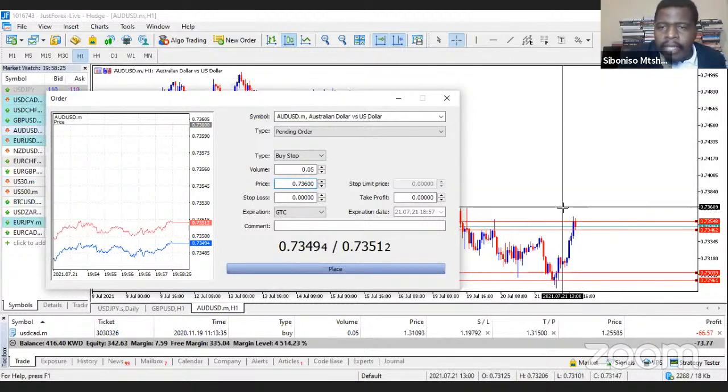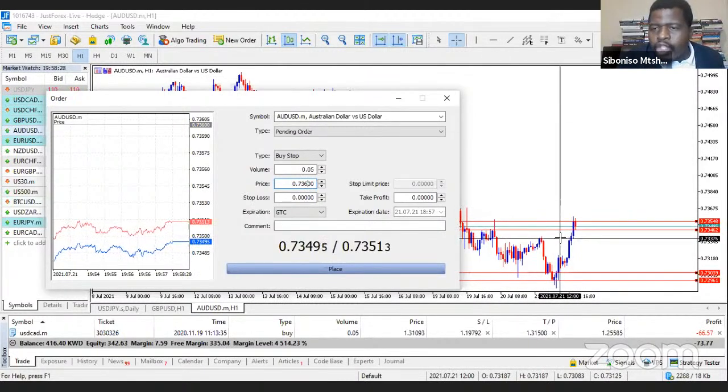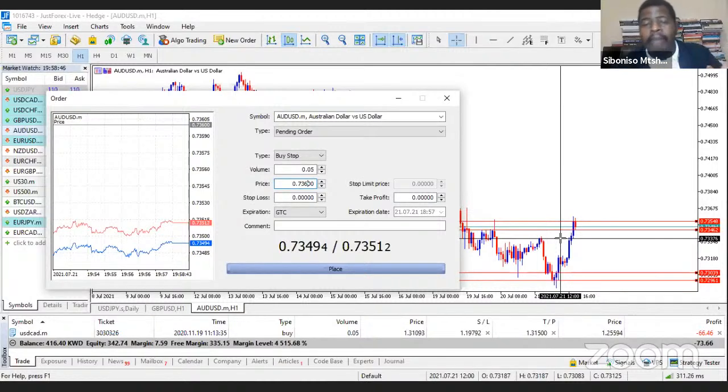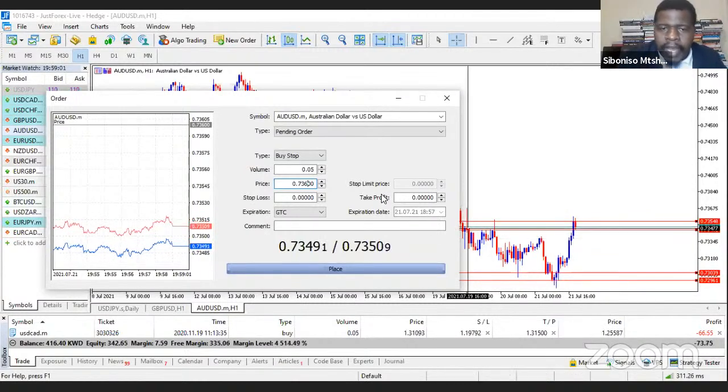And then let me see, where can I put the stop loss? I can put the stop loss around 73. Remember, when you are buying, your take profit will be above and your stop loss will be below. But when you are selling, your take profit will be below and your stop loss will be above. So in this case, buy stop is a buy order, meaning that when the market triggers my price, it will activate a buy trade. So that is why I will put my stop loss below.